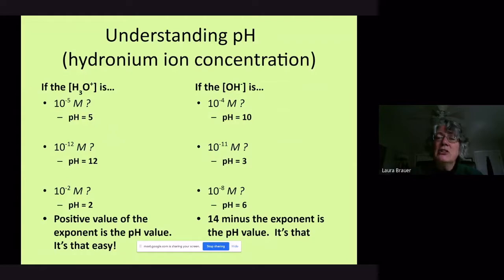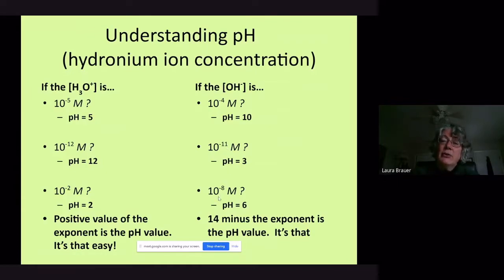Remember, pH is about hydronium ion concentration. So I have to do a little math here. If I have the hydroxide ion concentration, remember, 14 is the magic number. Subtract 4 from it for the hydronium ion. 14 minus 4 is 10. That gives me a pH of 10 for the hydronium ion concentration. If I have a hydroxide concentration of negative 11, 14 minus 11 gives me a pH of 3.